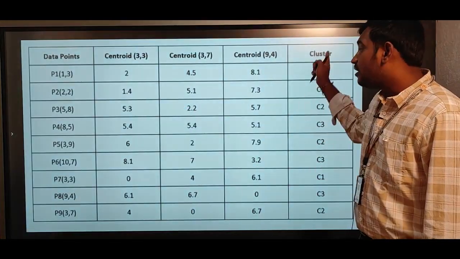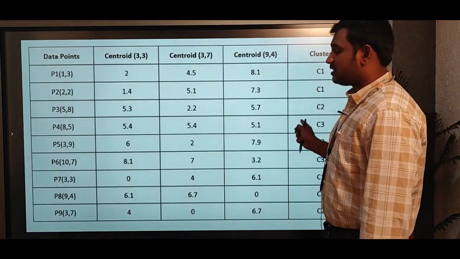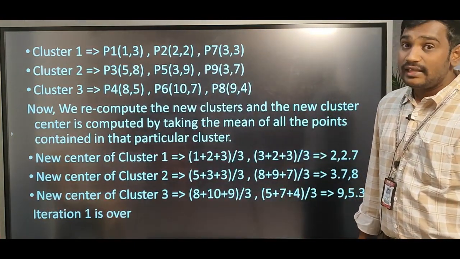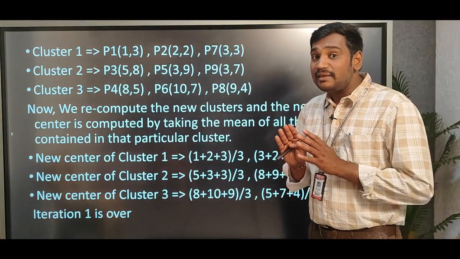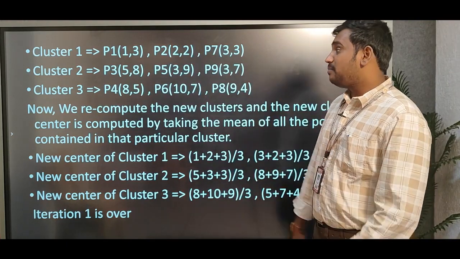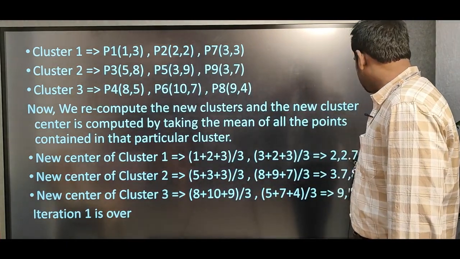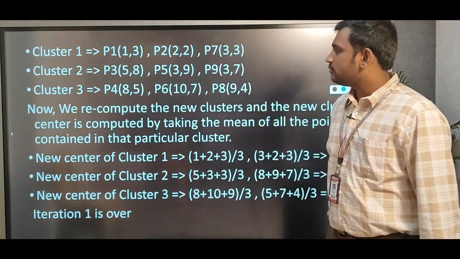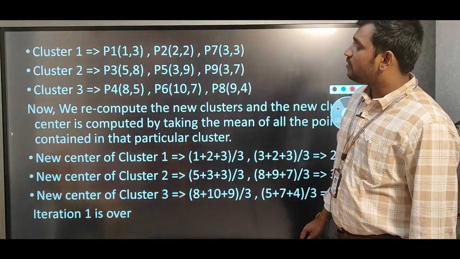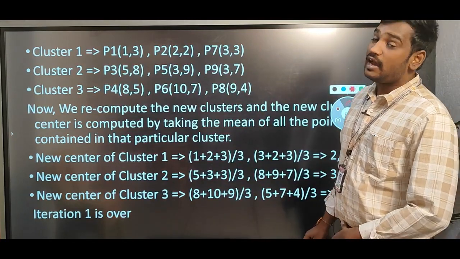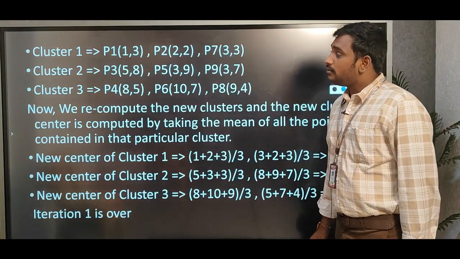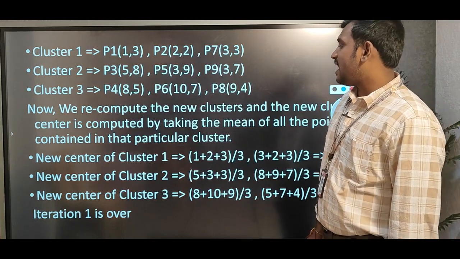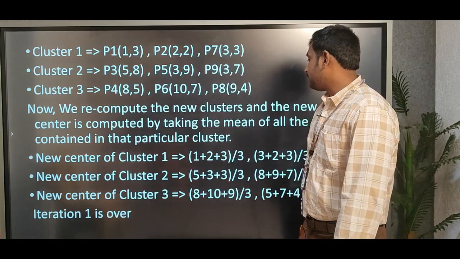Initially we assigned these data points to the clusters. After assigning some clusters, this is not exactly clustering yet; you have to calculate the mean also. So see that, to cluster 1, P1, P2, P7 are assigned, C1. For cluster 2, P3, P5, P9. For cluster 3, P4, P6 and P8 are assigned already.